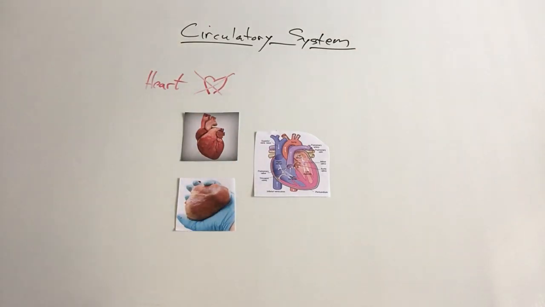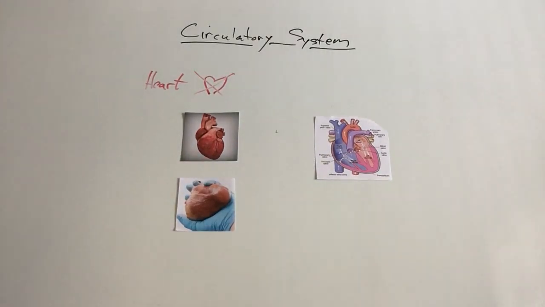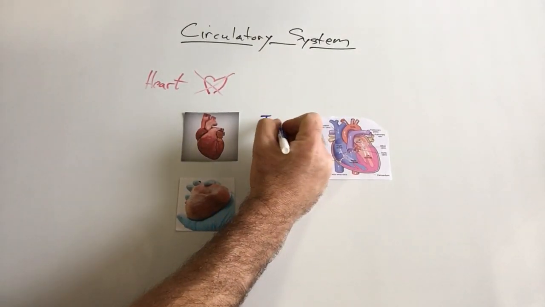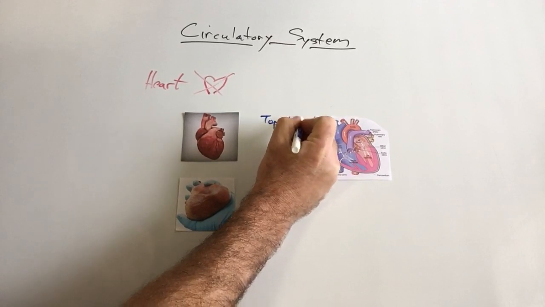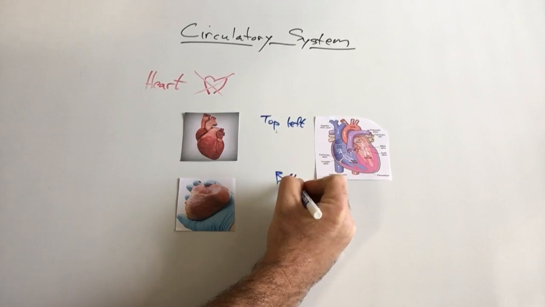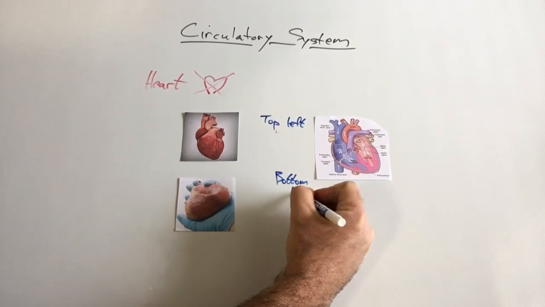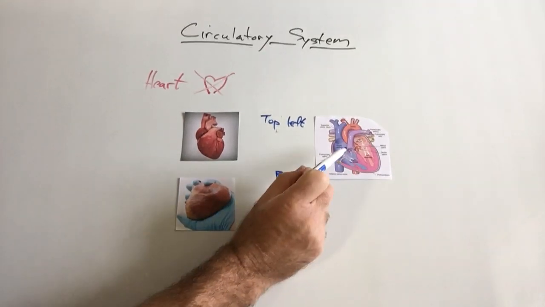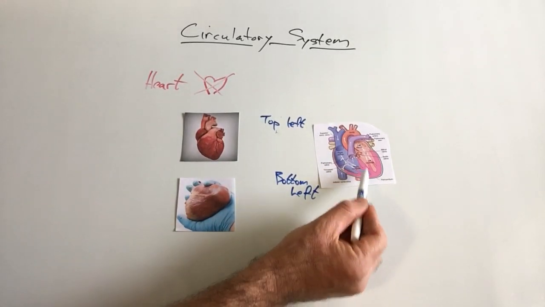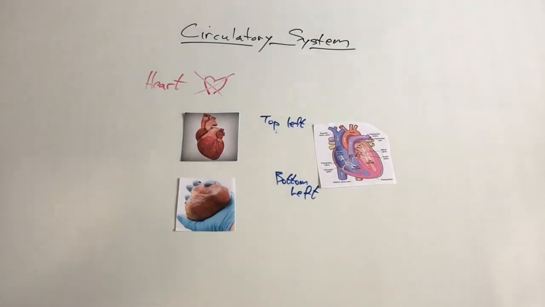Now, the 4 chambers are simply top left, bottom left. So top left is actually right here. It's called the right atrium. Bottom left is right here. It's called the right ventricle, right?